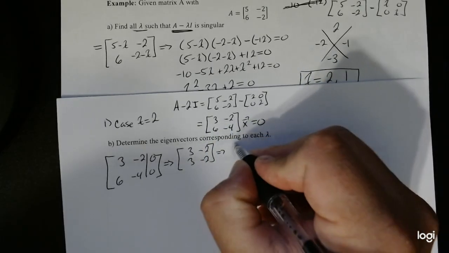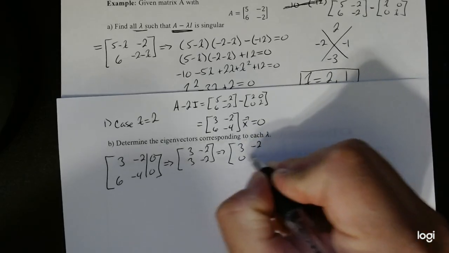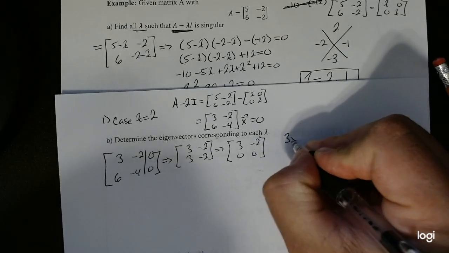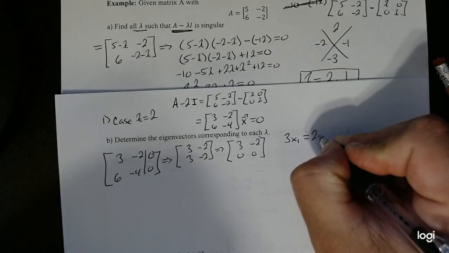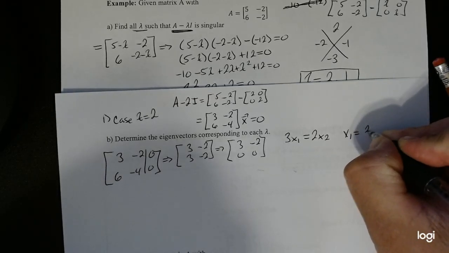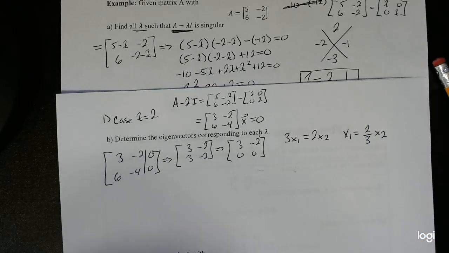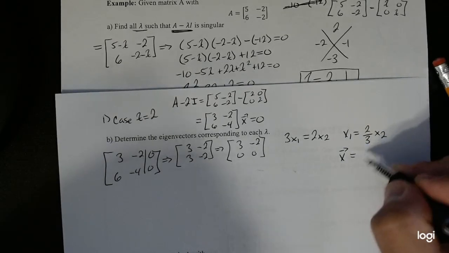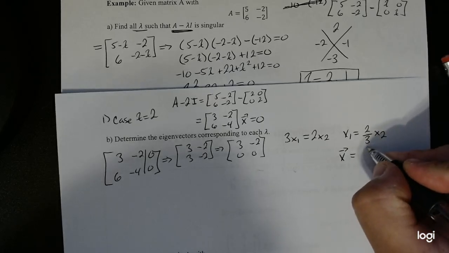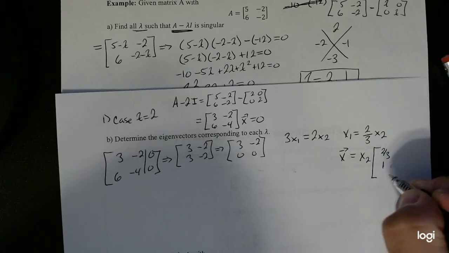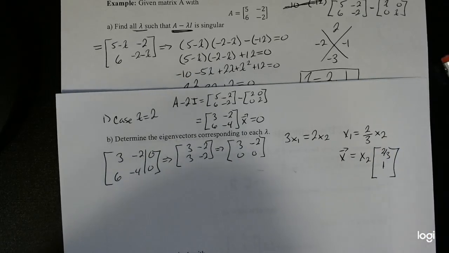And notice you get the same thing. So we get 3, negative 2, 0, 0. So rewriting this, we know 3x1 equals 2x2. So x1 is equal to 2/3 x2. So our vector here, because remember we're going with the actual vector, is equal to x2 times (2/3, 1). Yep, 2/3, 1.